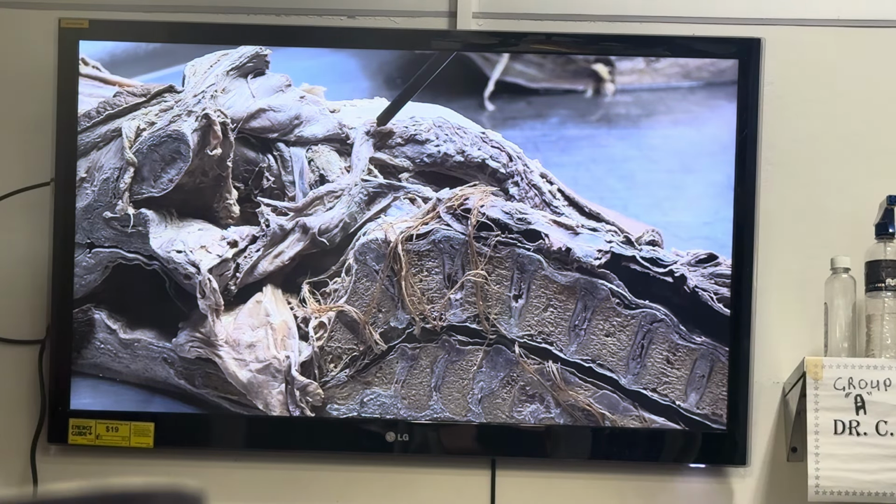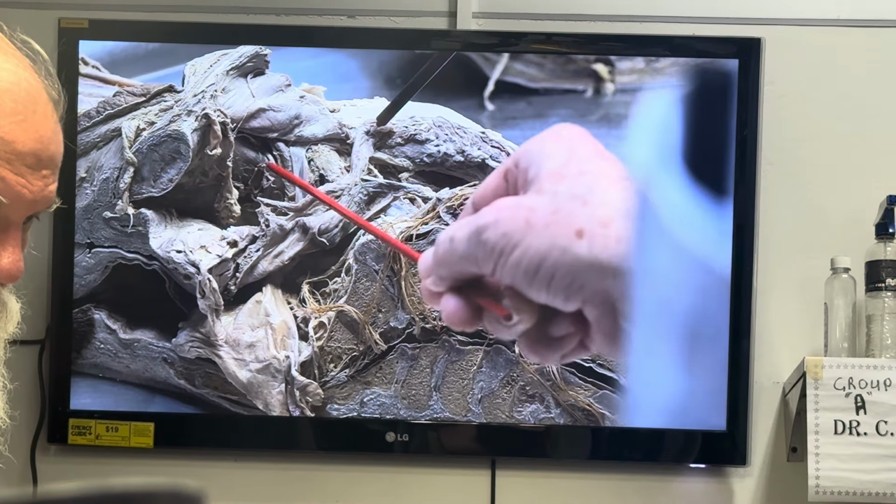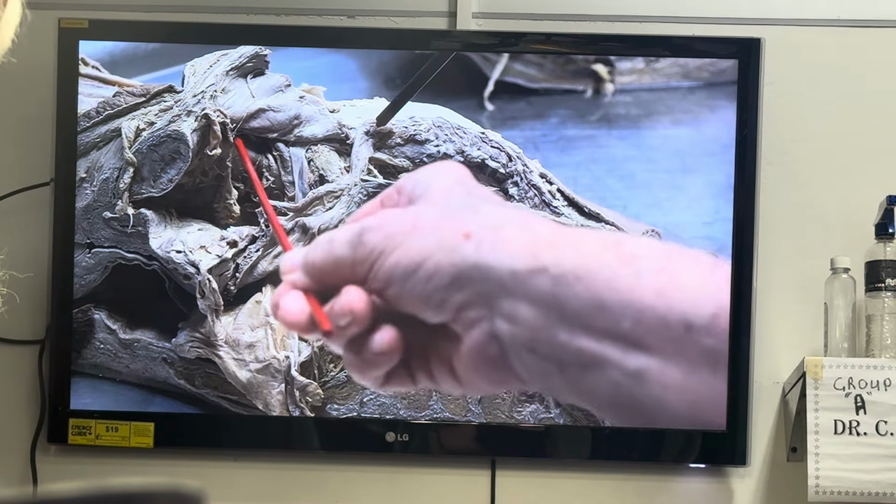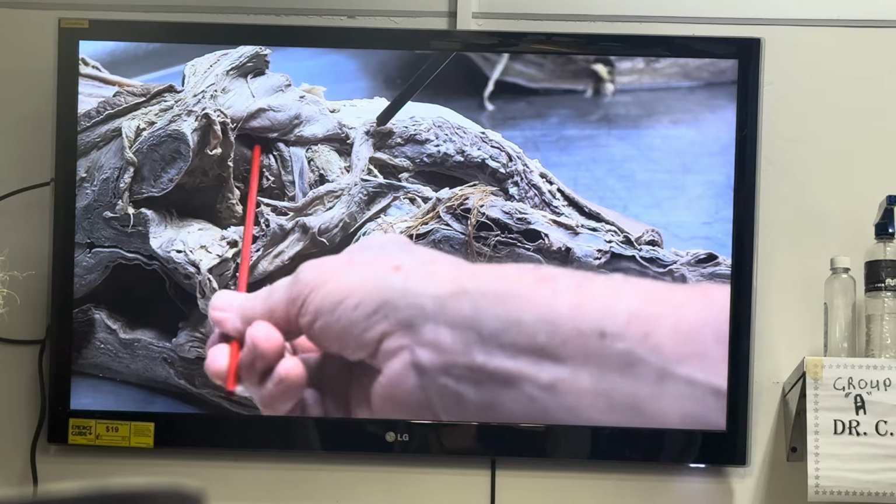Okay, so on the left side it drains into the left renal vein. She said, then what happens on the right-hand side? The same young lady.